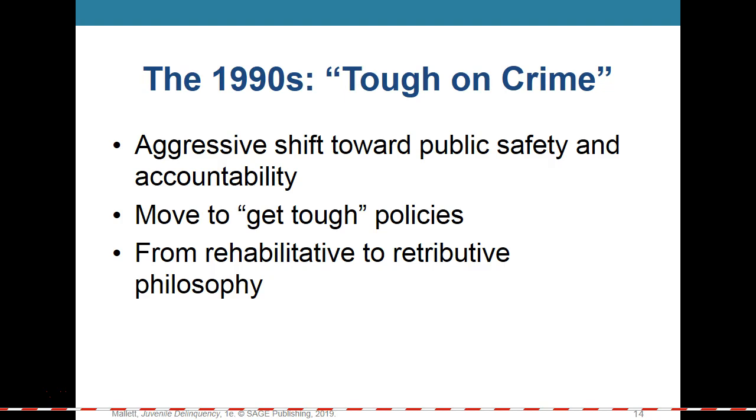That was really a myth. There was a belief that juvenile courts were soft on crime and ineffective, and the public and the legislatures felt the intervention programs just didn't work.